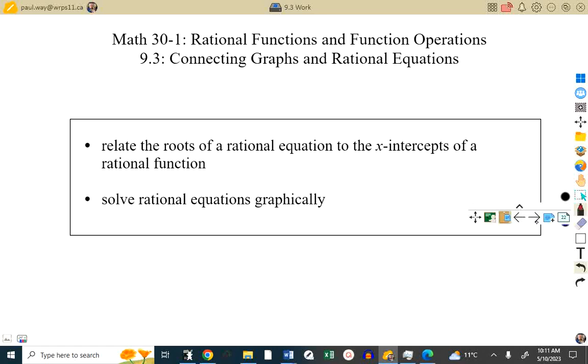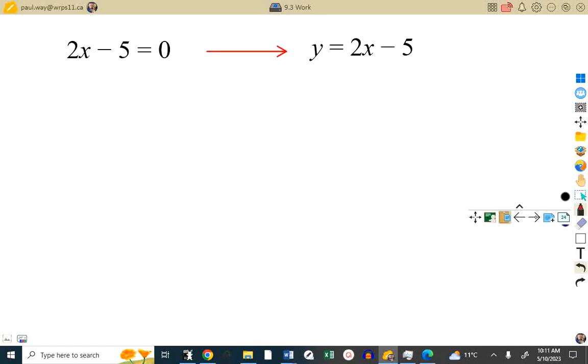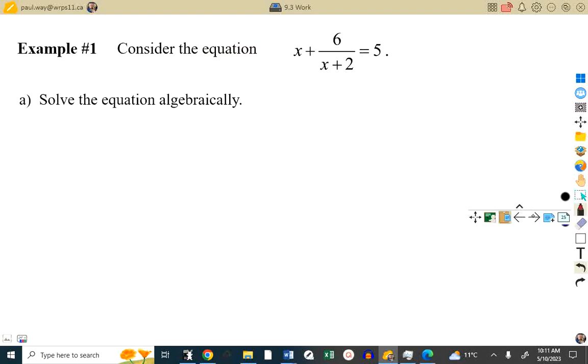What's a rational equation? A rational equation is an equation that looks like that. It's an equation that has an unknown and it's got a rational expression in it. Another rational equation would be that one.